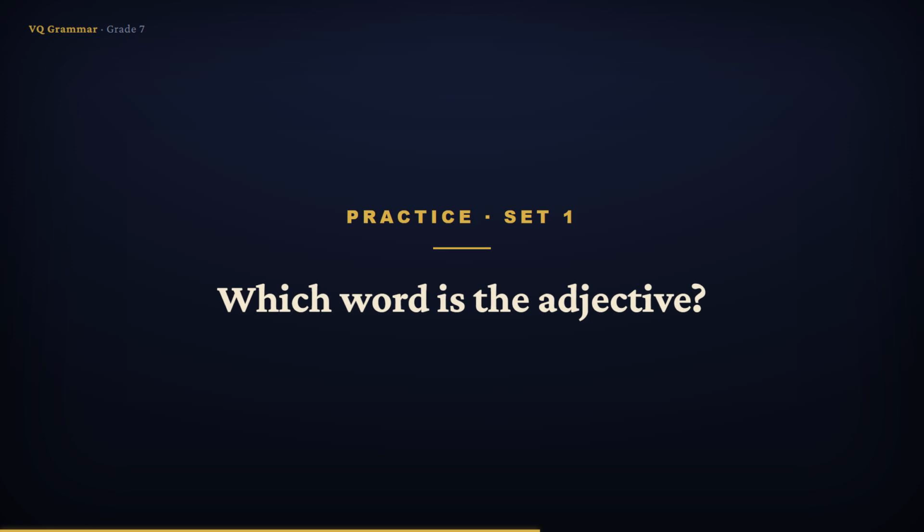Time to practice. In this first set, read each sentence and pick out the adjective, the word that describes a noun by telling what kind, how many, or which one. Pause the video and choose before I reveal the answer.